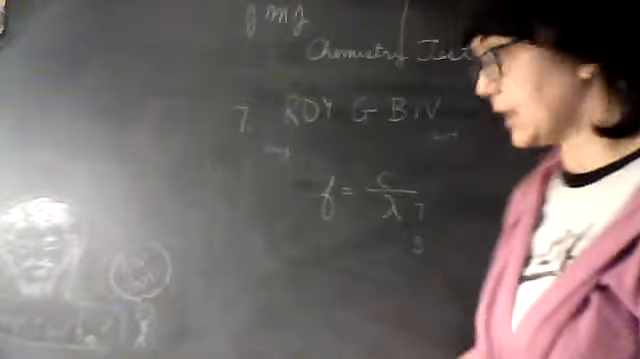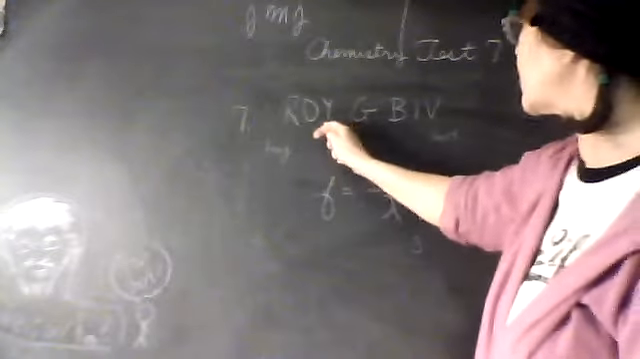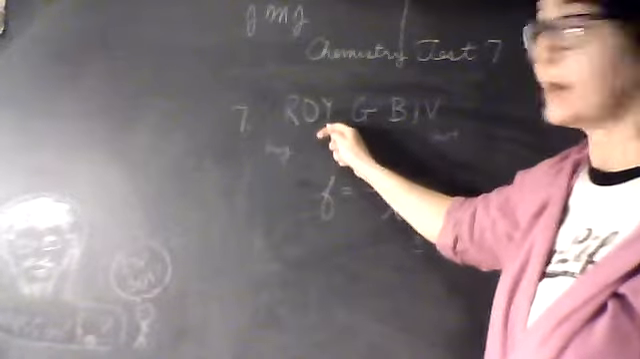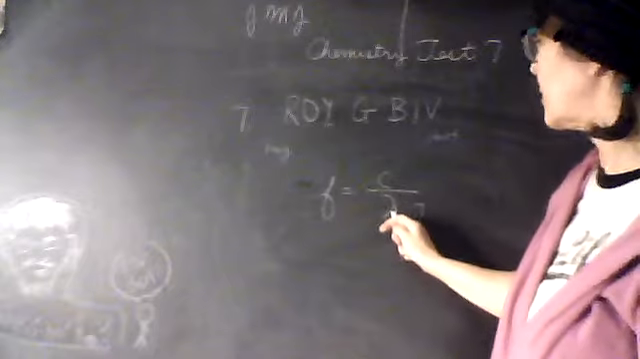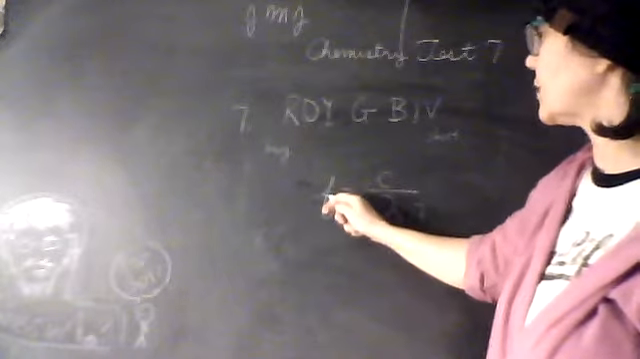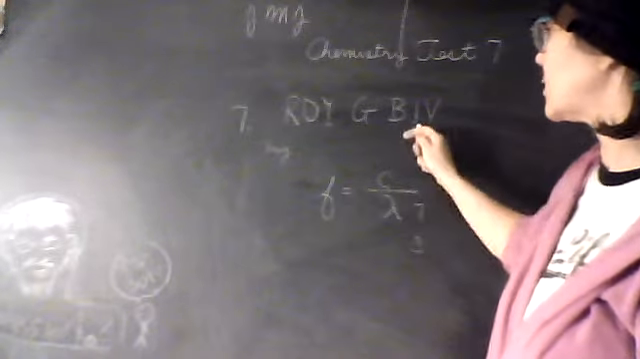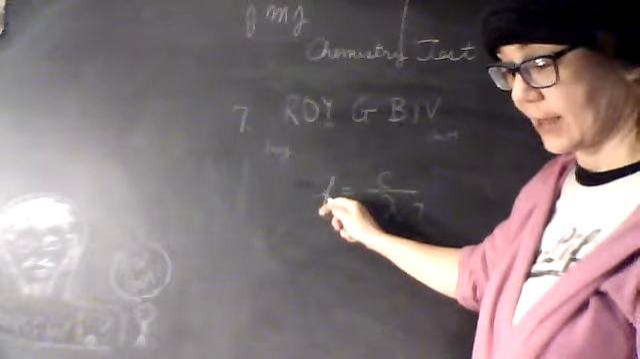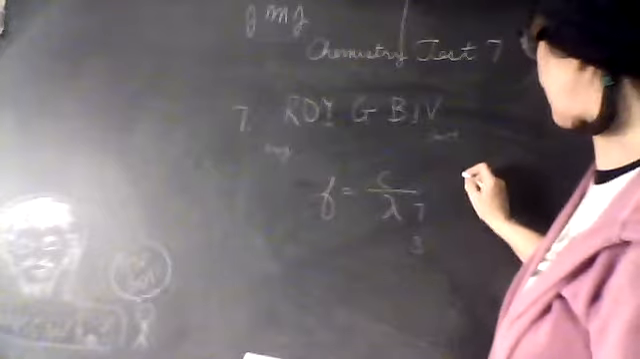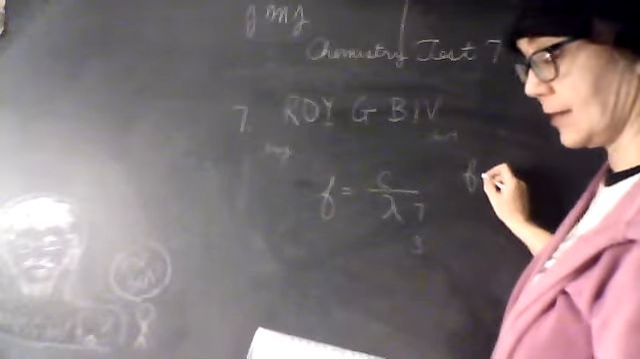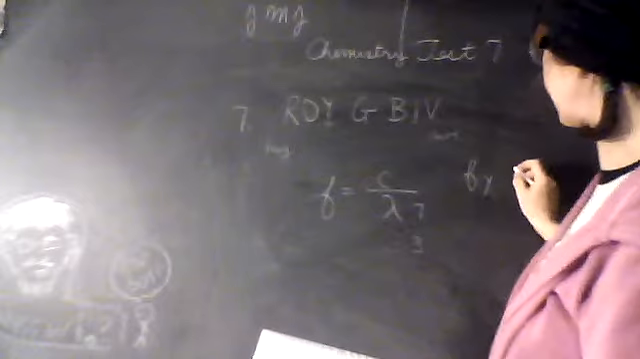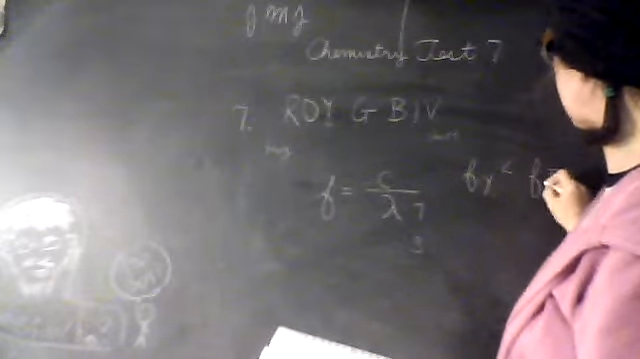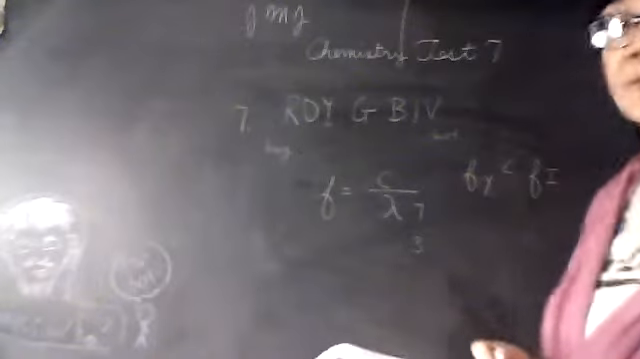Here's yellow and here's indigo. So this one has a longer wavelength, a bigger number, and so the frequency is going to be less. This one has a shorter wavelength, and so the frequency is going to be greater. So the frequency of the yellow light is less than the frequency of the indigo light.